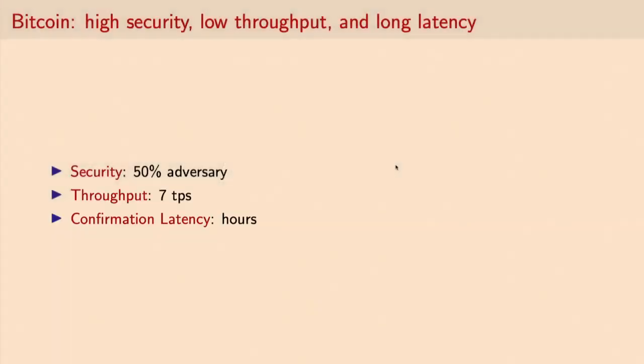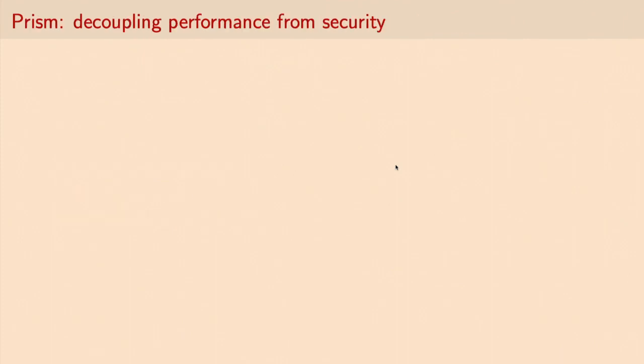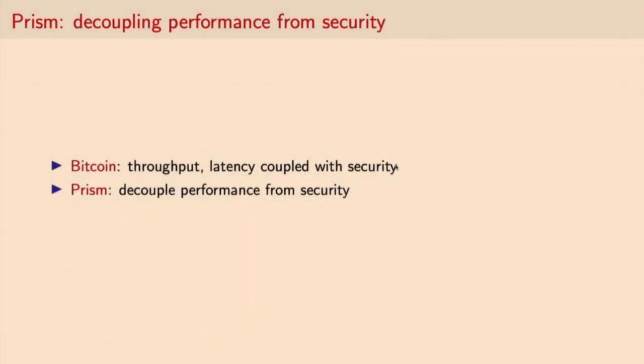So we all know that Bitcoin has very good security, but in terms of performance, Bitcoin is not that good, okay? Because Bitcoin can only process 7 transactions per second, and it takes hours to confirm each one of them. And we found that Bitcoin couples performance with security, in the sense that Bitcoin ties those parameters together with one design parameter, the mining rate. So if we want to increase the performance, you will suffer a lot in security and vice versa. So what Prism does is that we decouple the two.